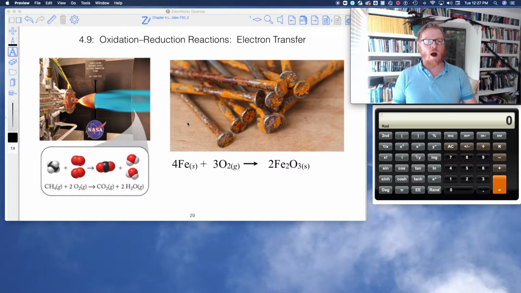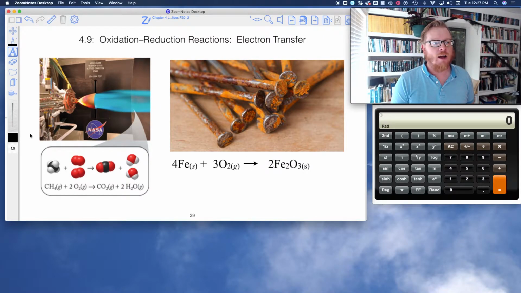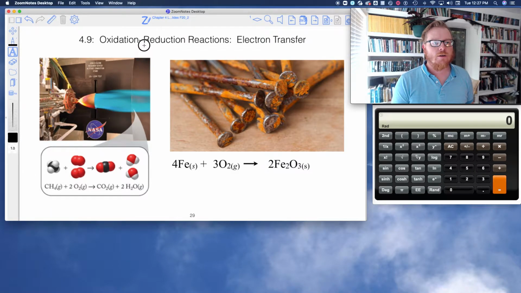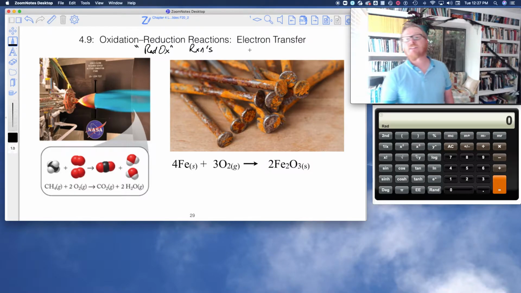So here we go. Oxidation reduction reactions, or what we often like to call in chemistry, redox. My abbreviation for reaction is RXN. Okay, so redox reactions, or reduction oxidation, or oxidation reduction.